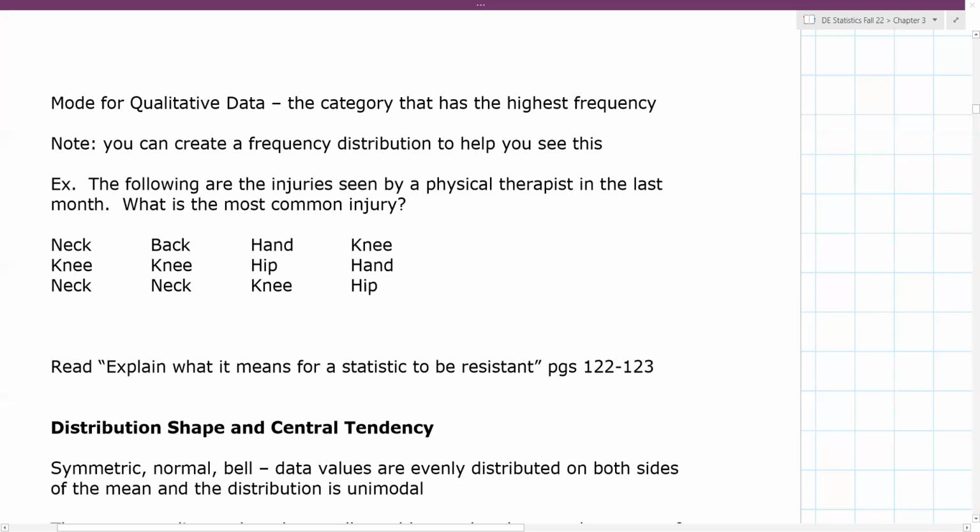So in this case, we are looking at injuries seen by a physical therapist in the last month. What is the most common injury? Go through and see if you can determine what the most common injury is for this physical therapist.